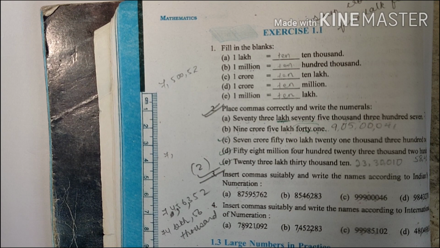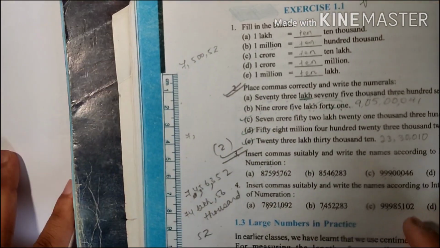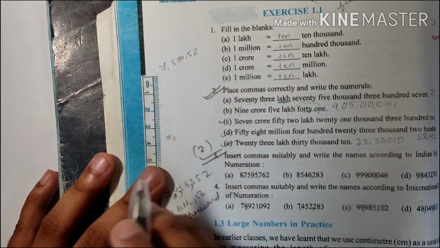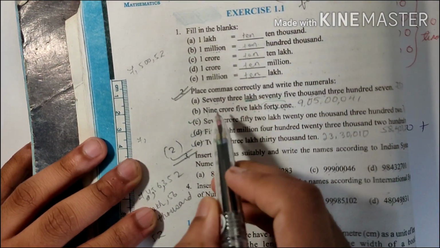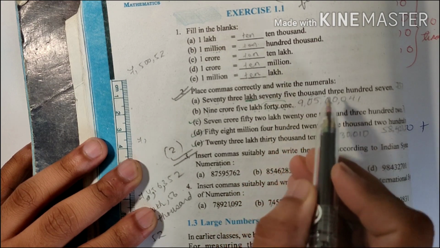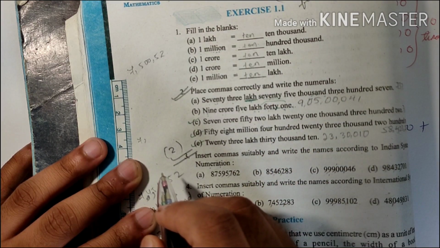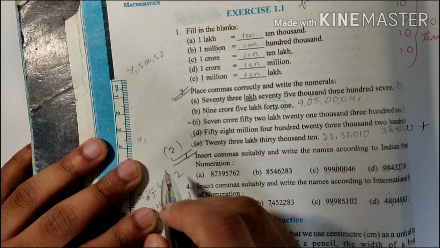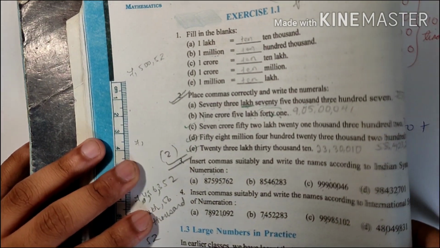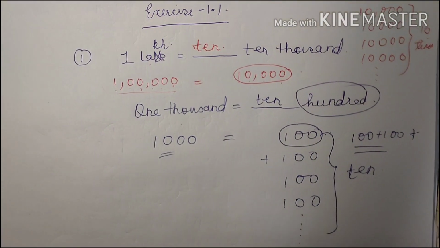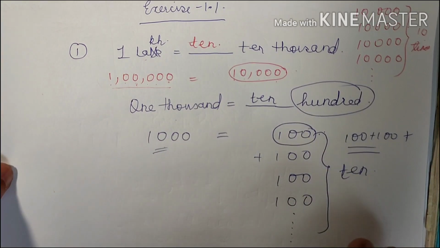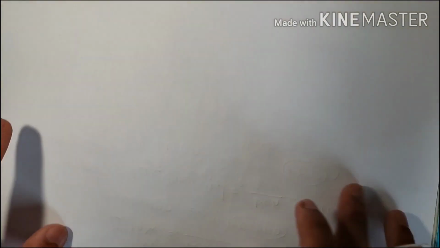Now let's see the next one. What is it saying? Place commas correctly and write the numerals. So please open your textbook beside you and we'll see. Okay, see, 73,75,307. That means we have to write this first in numerical form, and then we'll add commas. First you cannot add commas, isn't it? If you add commas, where is the digit? So I'll keep my textbook aside and we'll try to answer here on this A4 size paper. You keep your textbook with you.